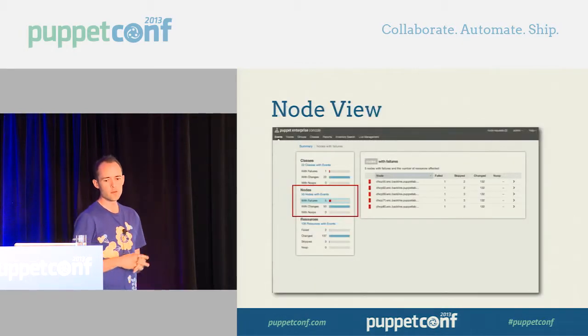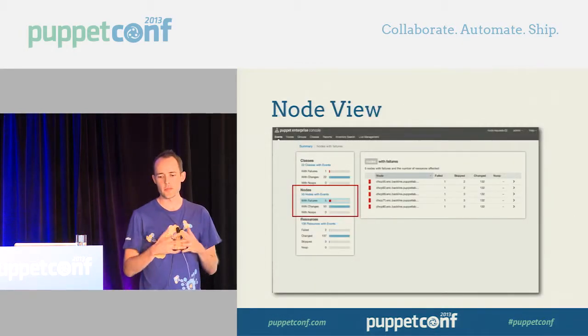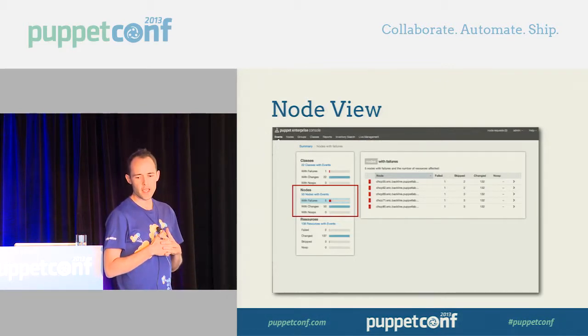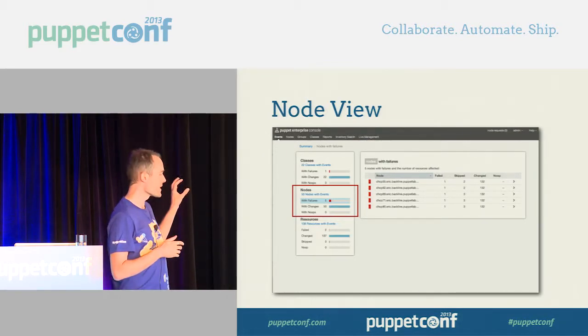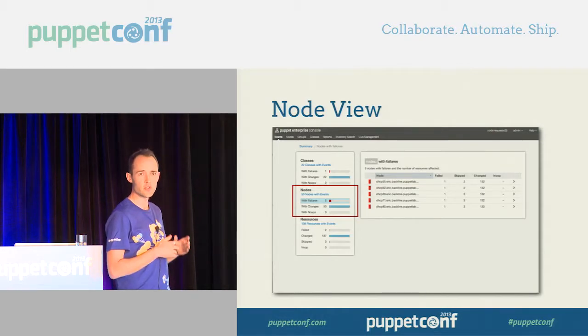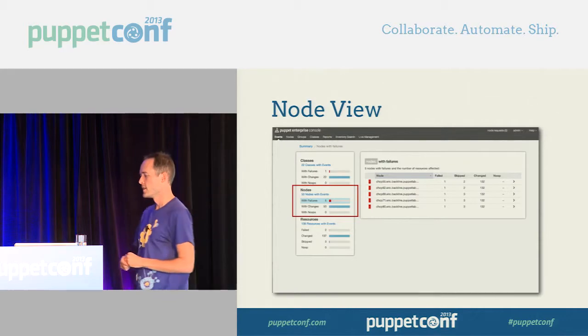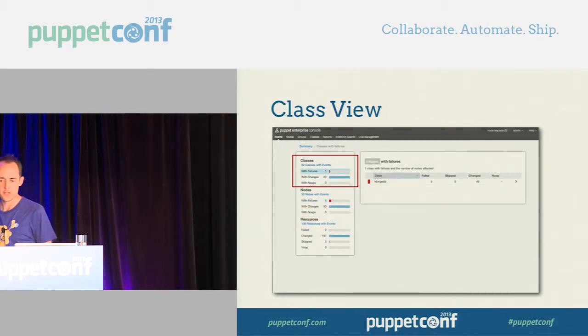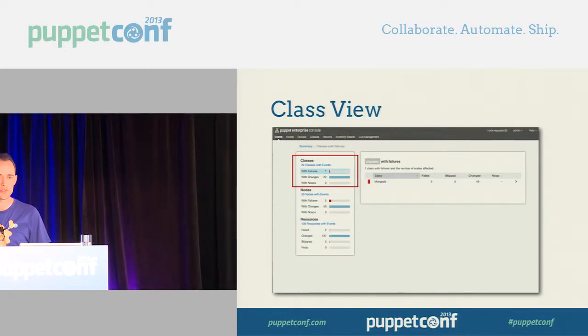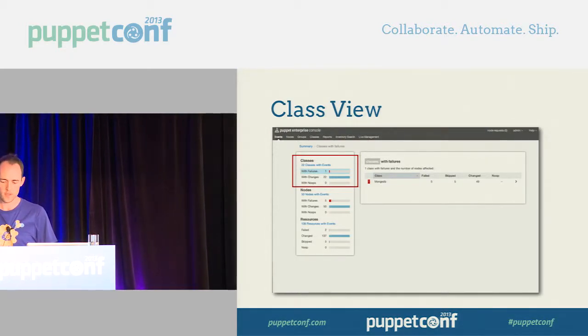So we decided to introduce a couple of new views: class, node, and resource. We wanted to preserve that node view in Event Inspector, so you still have that. Sometimes you truly do just care about nodes. But we added the class and resource view so we could get you a lot closer to those services that you care about.